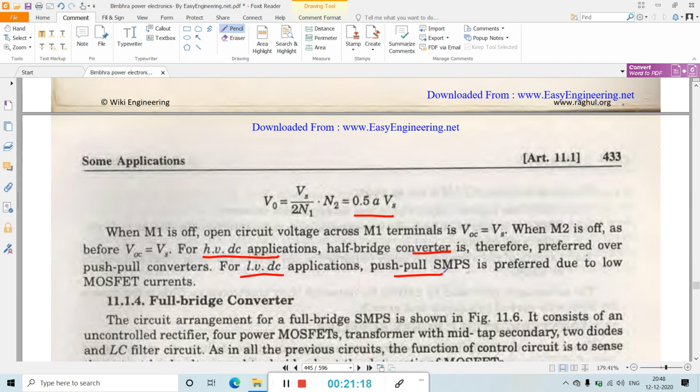Because of the low MOSFET current. Okay, so in HVDC applications, half bridge converter is preferred over push pull converter. For LVDC application, push pull SMPS is preferred due to low MOSFET current.